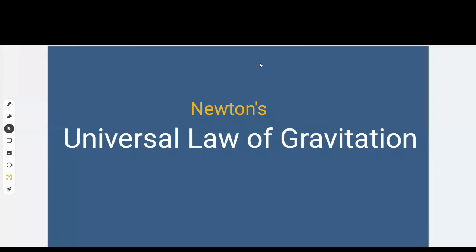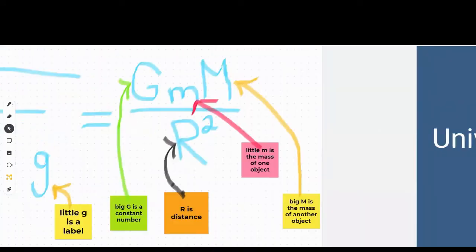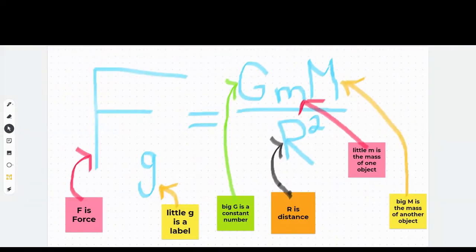This thing, called Newton's universal law of gravitation, which was created by Isaac Newton, explains this. Here is the universal law of gravitation equation. As you can see, F is for force, G, this little g is the label, big G is a constant number, R is distance, little m is the mass of one object, and big M is the mass of the other object.